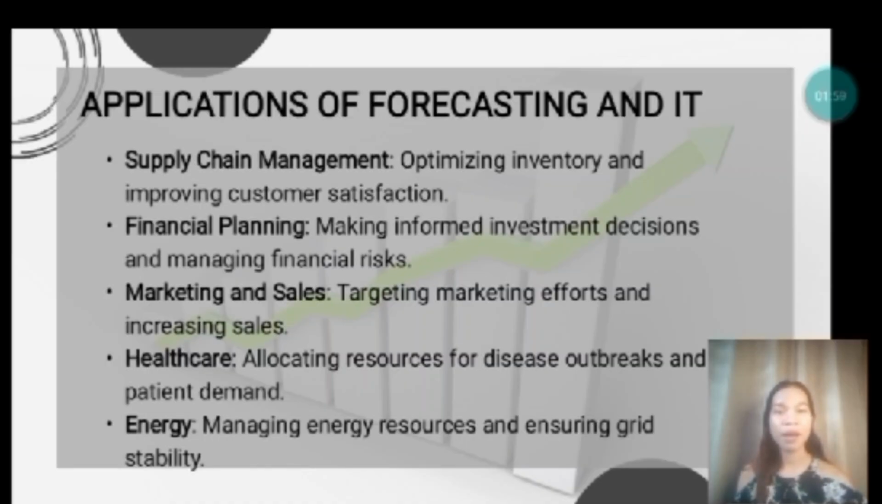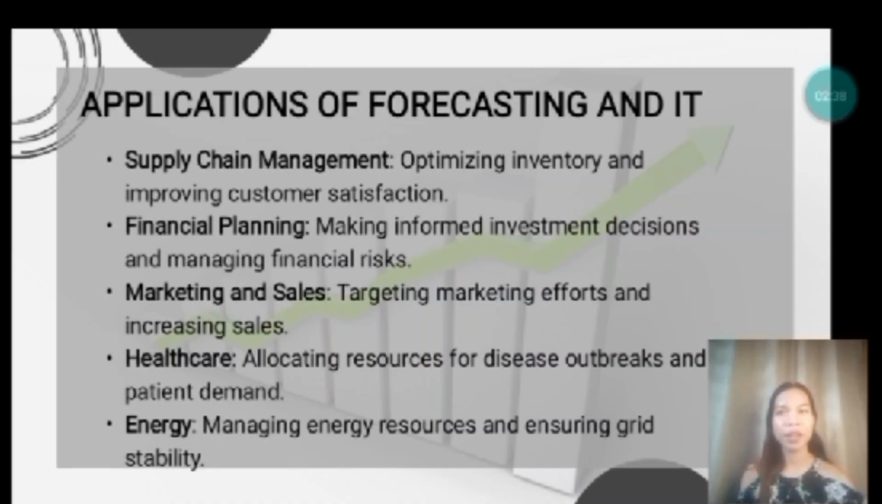So next, we have healthcare. Healthcare forecasting helps allocate resources for disease outbreaks and patient demand by predicting the spread of diseases and the number of patients needing care. So IT systems track health data and create models to forecast healthcare needs. For example, a hospital uses forecasting to predict how many patients they will have during flu season. This helps them allocate enough staff and resources to handle the increased demand, ensuring patients receive timely care.